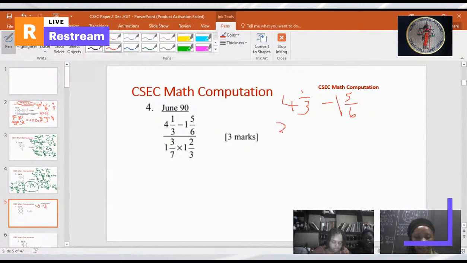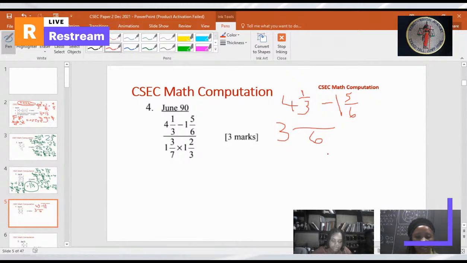All right, so we'll put the 3 to the side. And find the LCM of 3 and 6, which is 6. All right. So the LCM of 3 and 6 is 6. And 3 into 6 goes 2 times.